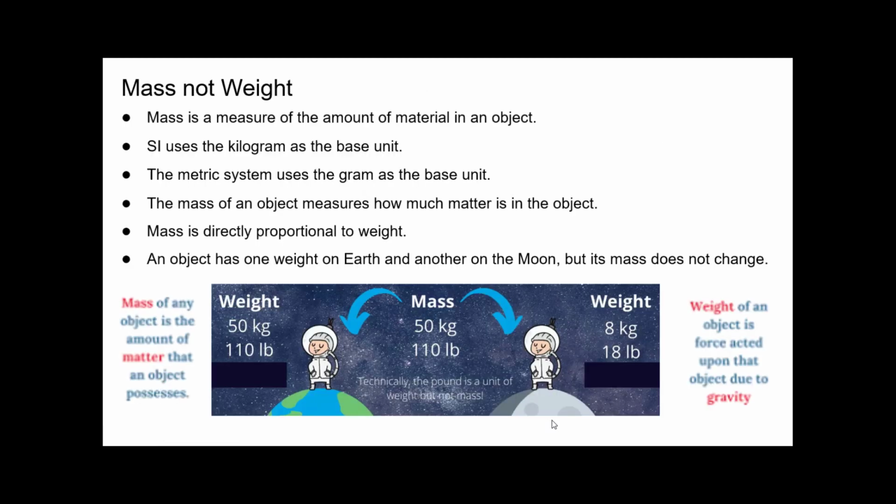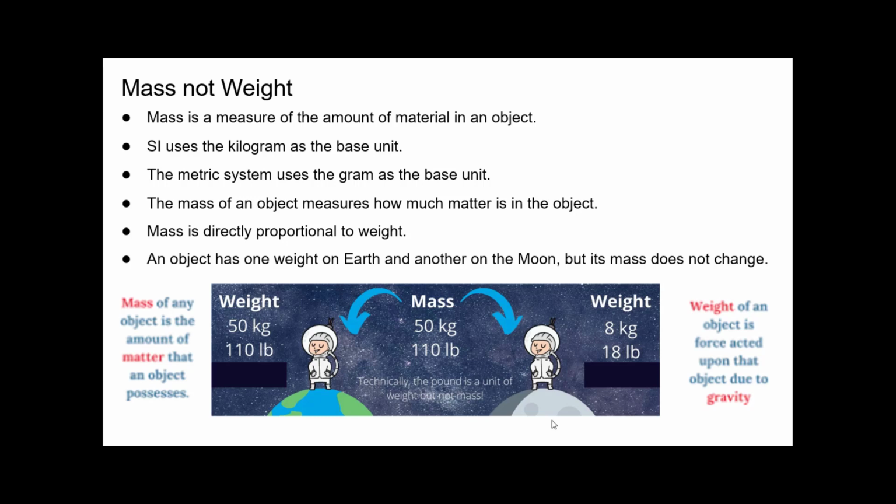The next one we're going to cover is mass. But I need to point out the difference between mass and weight. They are not the same thing. They are proportional, but they're not the same thing. Mass is a measure of the amount of material in an object. The SI system uses the kilogram as the base unit. The metric system uses the gram as the base unit. We will tend to use gram more than anything else. The mass of an object measures how much matter is in the object.